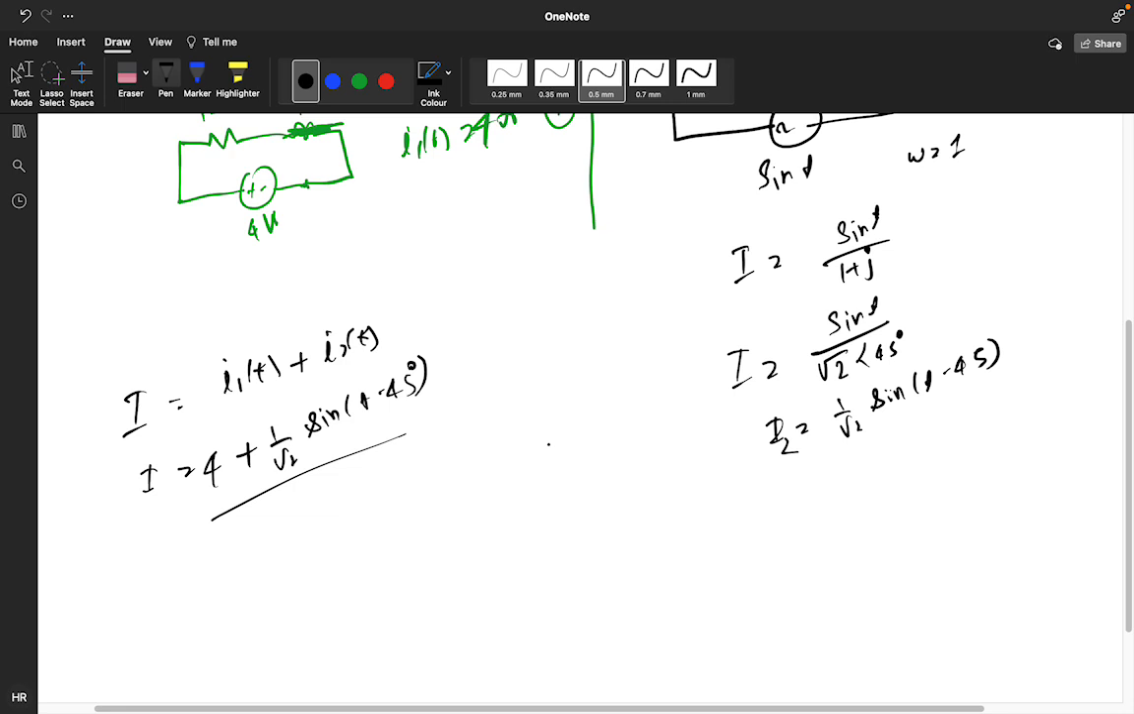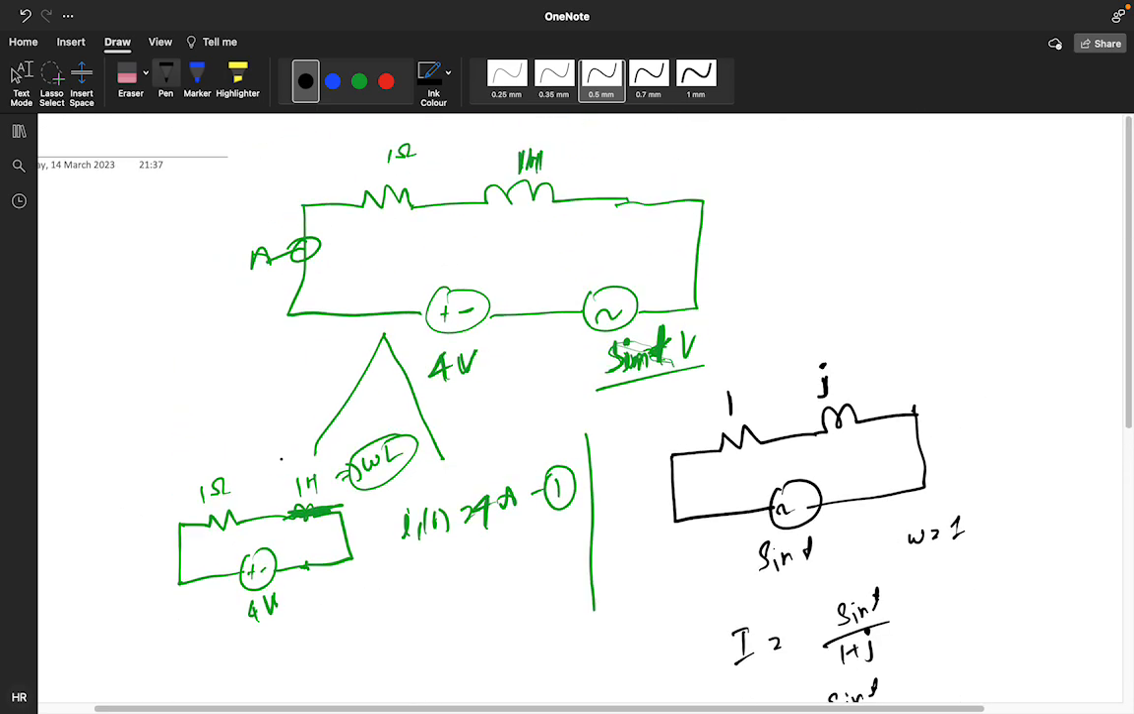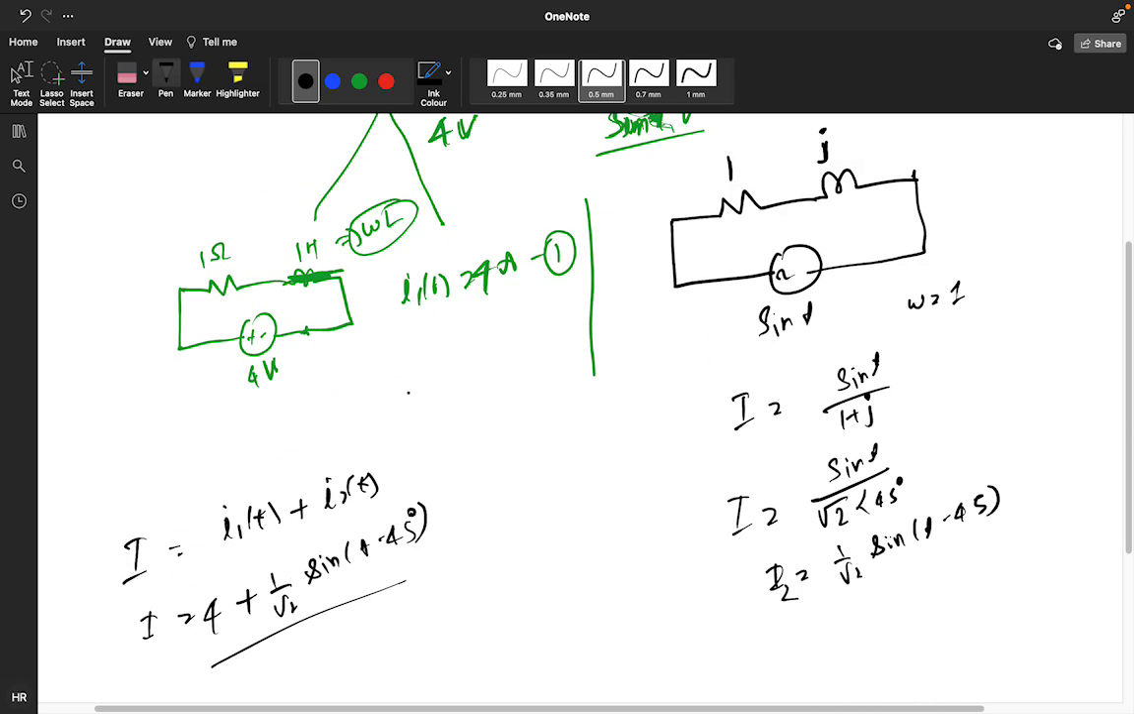Yes, sir. So what we did, we are using the superposition theorem. Means we are short circuiting this parameter. We are solving this. We got the I1 current, that is 4 ampere.